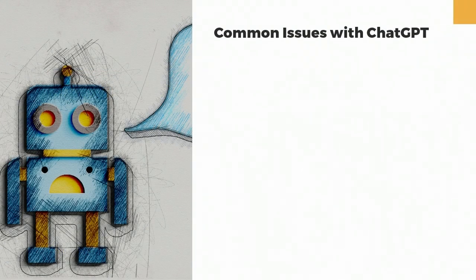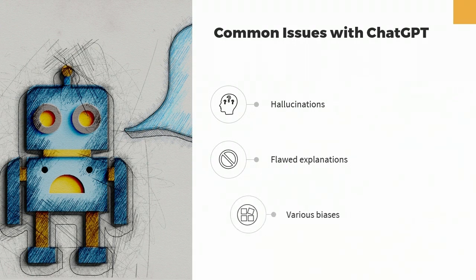While ChatGPT is one of the most advanced AI language models available today, it is not perfect. There are some issues that need to be addressed to make it more reliable and minimize potential problems. In this topic, we will focus on some of the common issues that can arise when using ChatGPT, including hallucinations, flawed explanations, and various biases. By understanding these issues, we can take steps to minimize their impact and improve the overall reliability of the model.